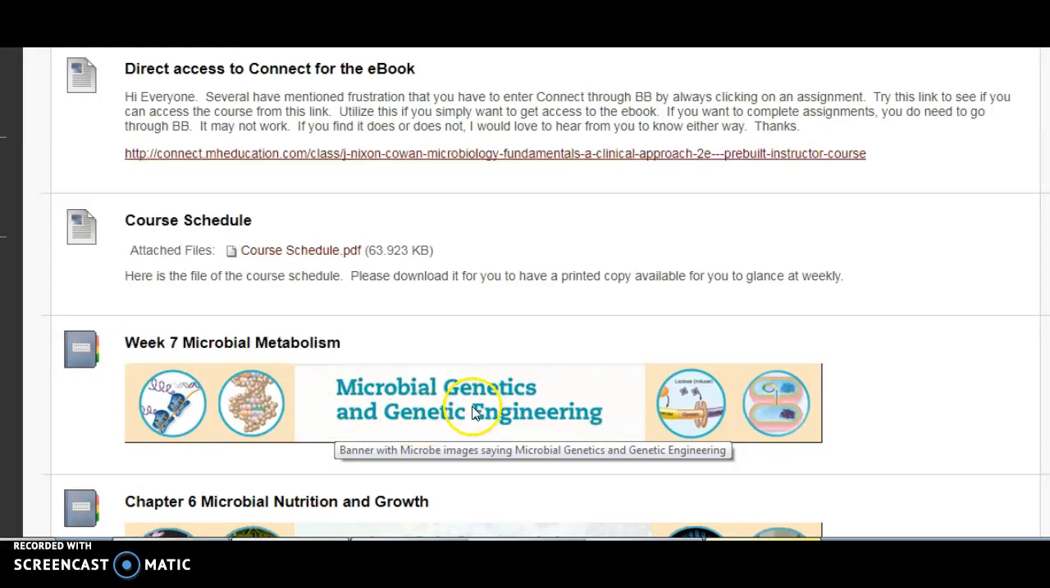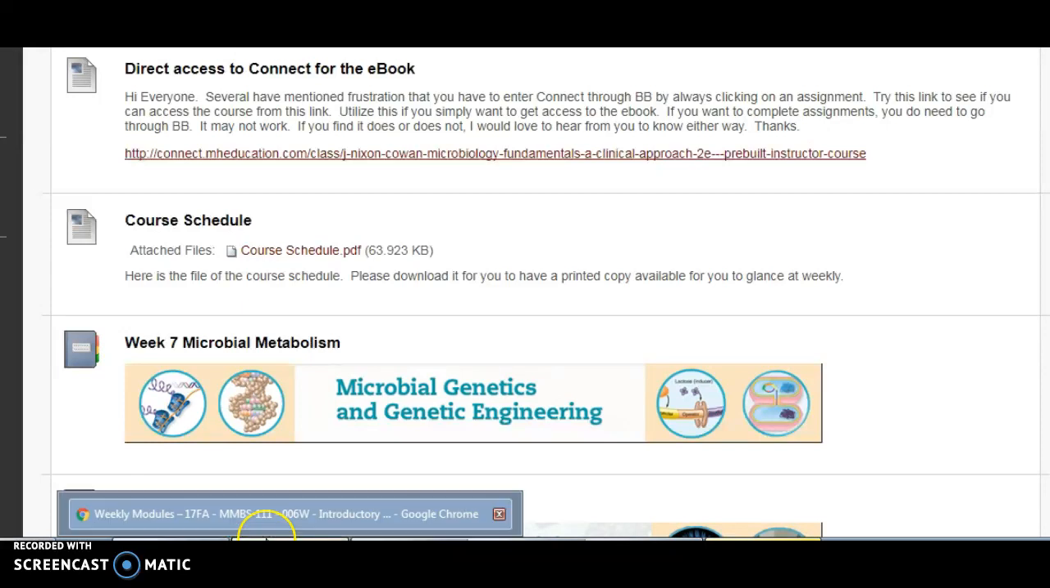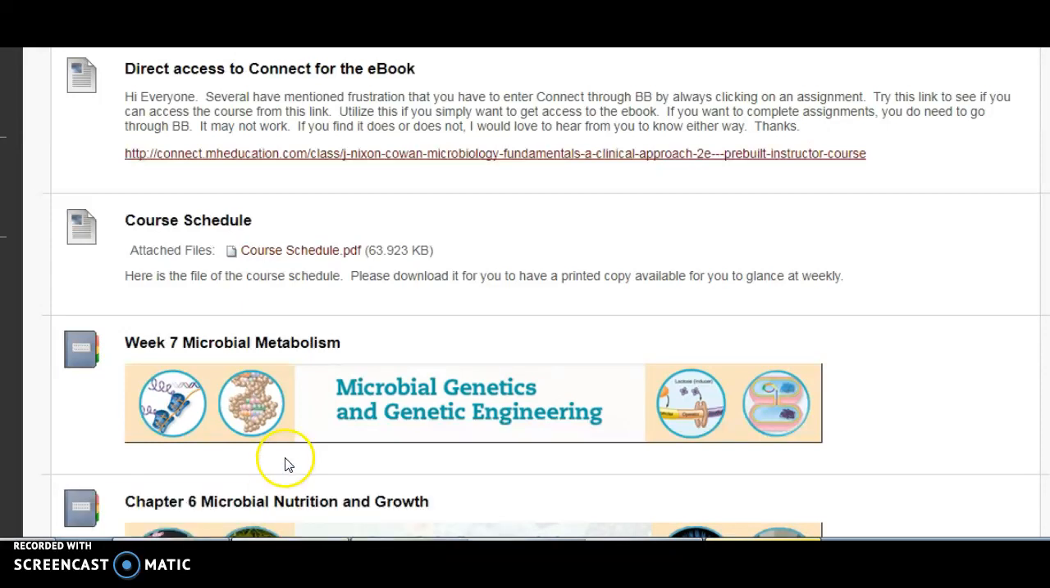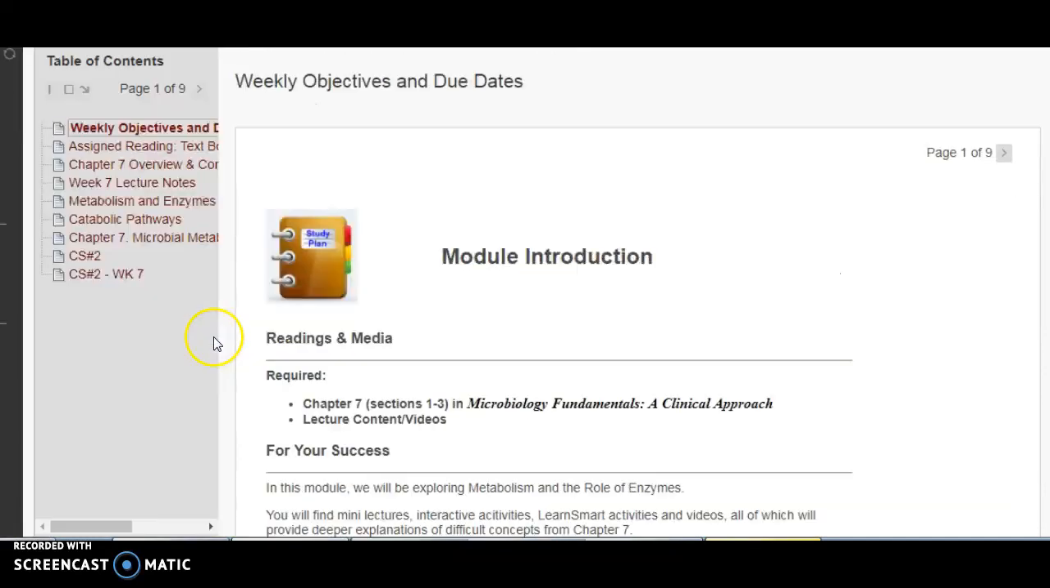Unfortunately, I copied the wrong picture, and this is the picture that you should see for next week's module. I'm going to get that up. But this week is microbial metabolism, all right? How organisms are going to utilize the material, the nutrients that are available to them, and then go through metabolism.